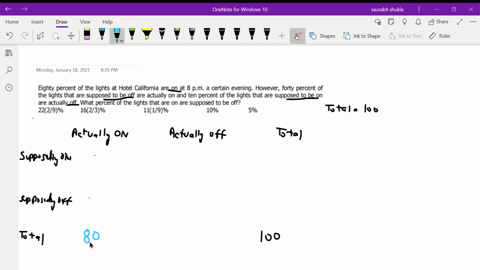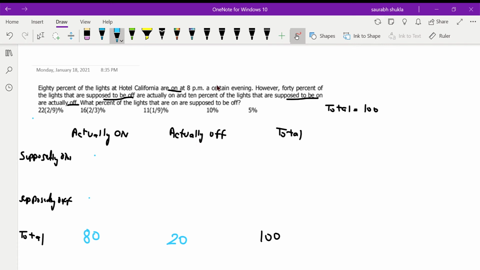So if 80% of the lights are on, what do you think? How many lights are actually off? Of course, you need to write it down, whatever you conclude. So you can easily conclude that since there are 100 lights, 80 are on. So definitely 20 are off, right? I hope that makes sense.